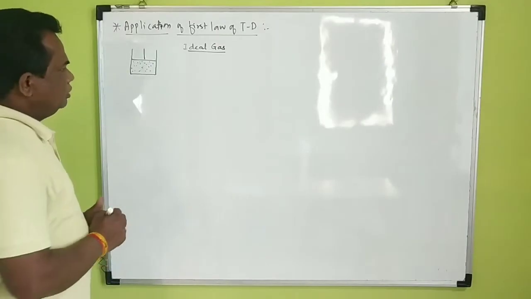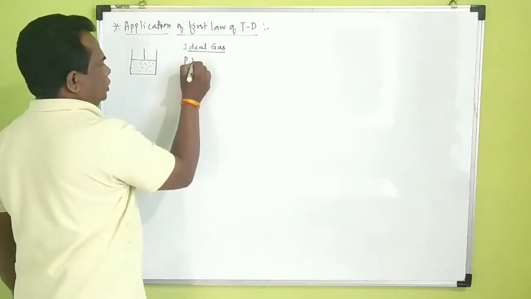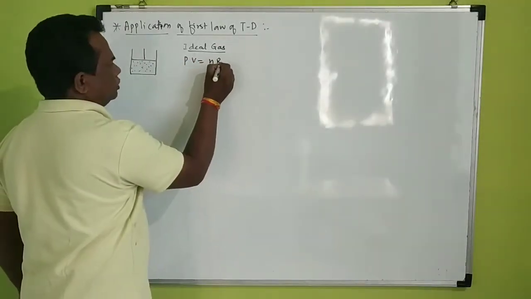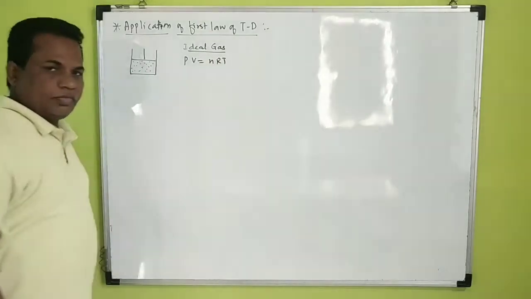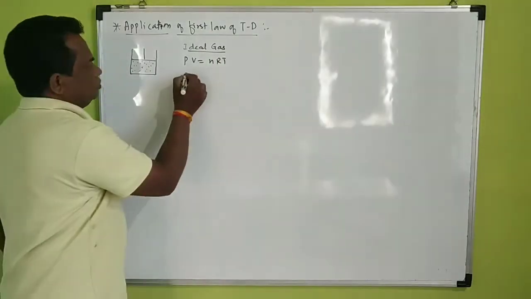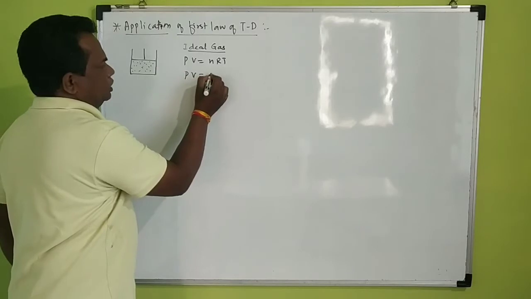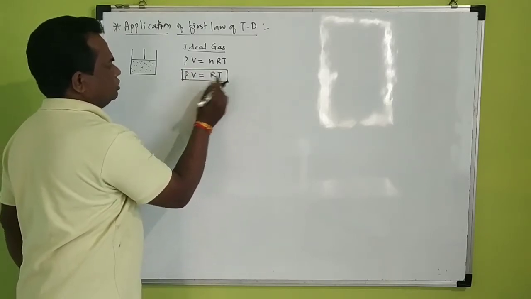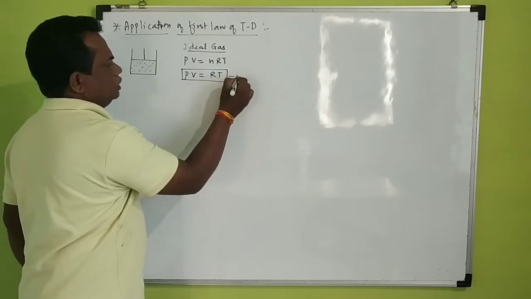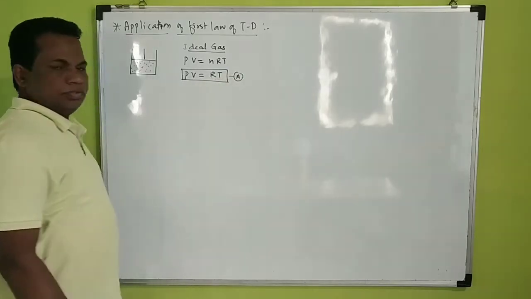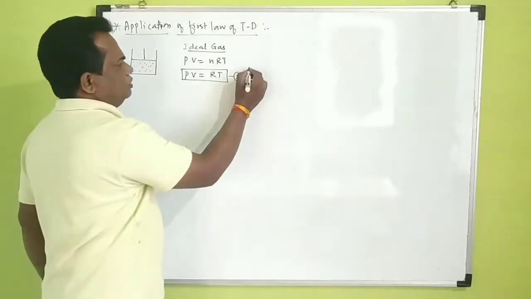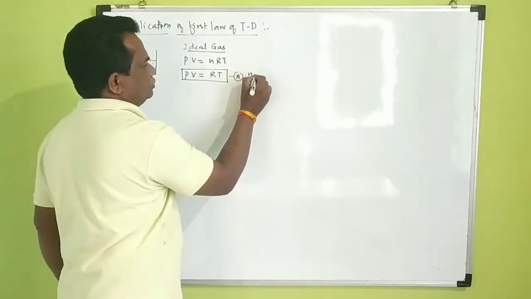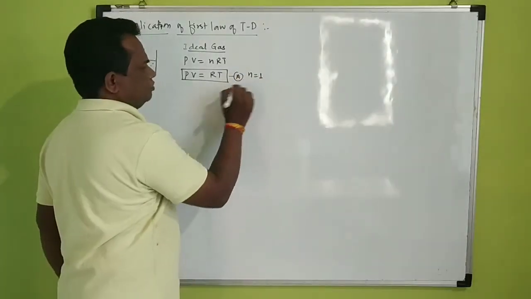You know that for an ideal gas, the equation is PV is equal to nRT. And for 1 mole of gas, PV is equal to RT. So this is the general gas equation we are going to use here, where n is equal to 1, that is, 1 mole of the gas.